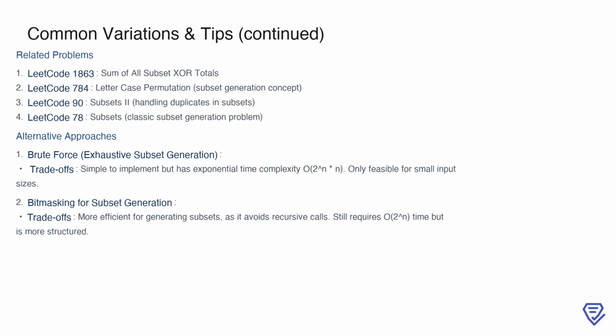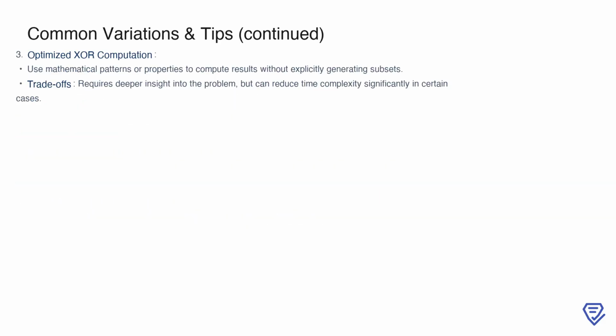In terms of approaches, brute force methods involve generating all possible subsets and calculating their XOR totals. While this is simple to implement, its exponential time complexity of O(n * 2^n) makes it impractical for larger input sizes. An alternative is to use bit masking for subset generation, which is more structured and avoids recursion. Although it still requires O(2^n) time, it can be more efficient and easier to debug. Finally, one of the most effective approaches is leveraging optimized XOR computation.